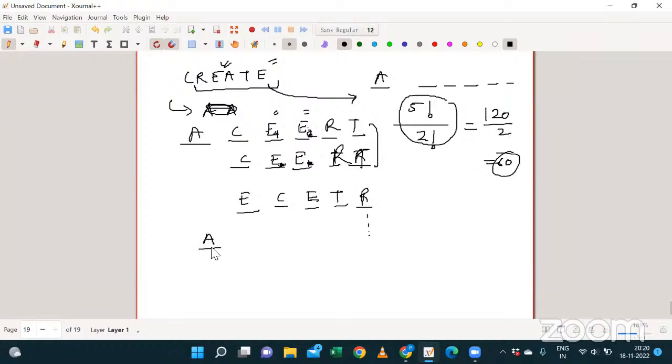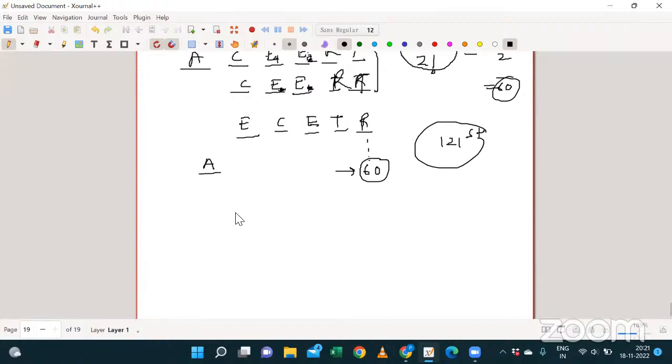If I fix A at the first place, I will get 60 words. We need to find the 120th word. Now, if you fix C, then again at the 5 places I can arrange the words in 5 factorial divided by 2 factorial ways. Why? Because E is repeating 2 times. Again I'm getting 60. So it is 120.